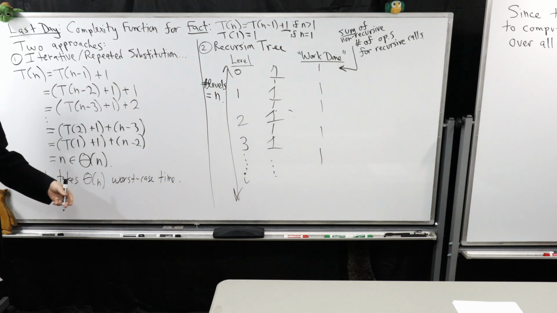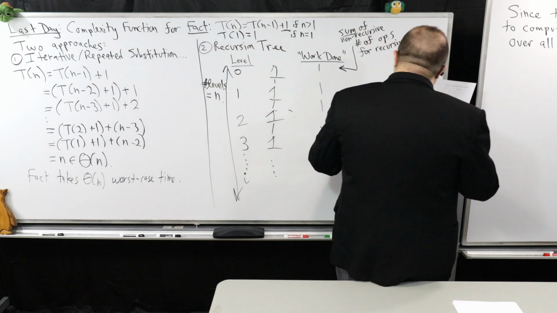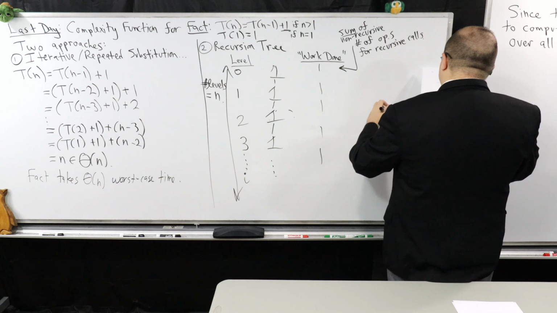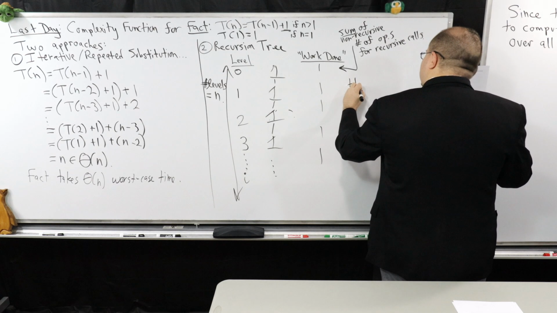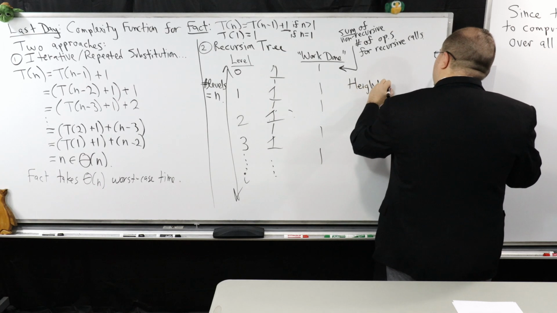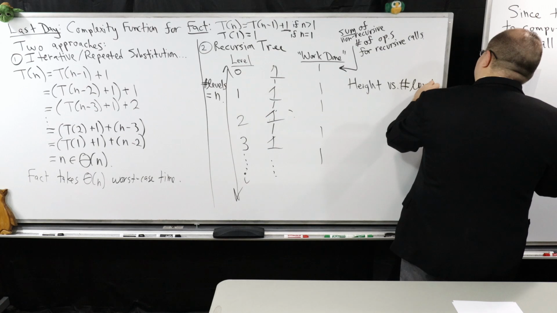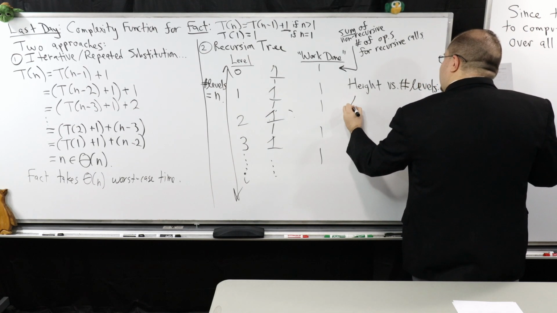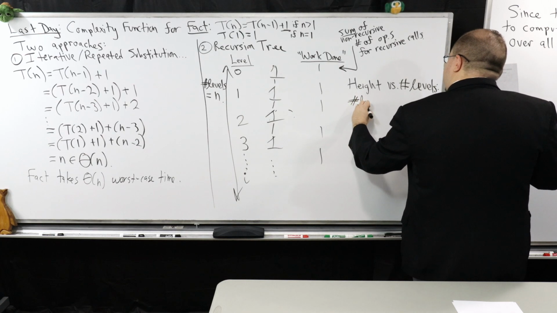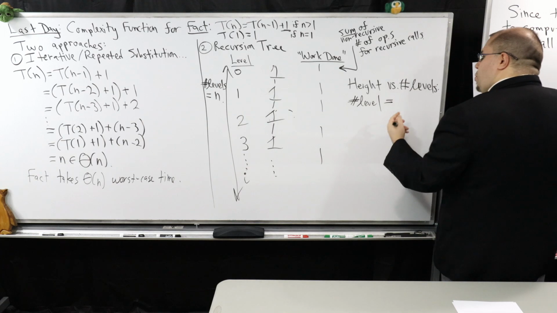Just as a small reminder, if you're curious about the connection between height versus number of levels, the number of levels in the tree is always going to be 1 more than the height.